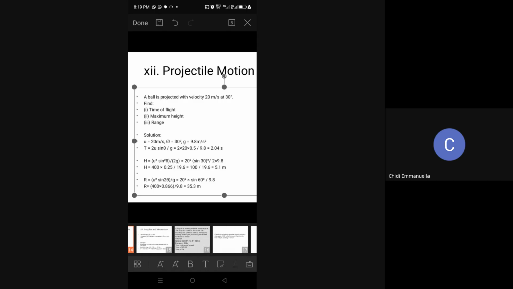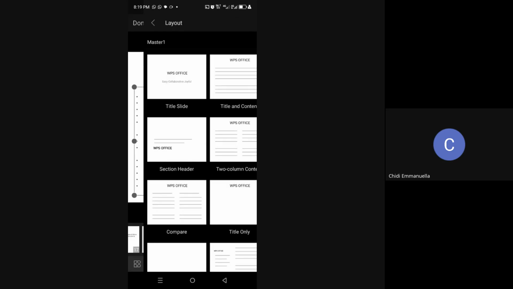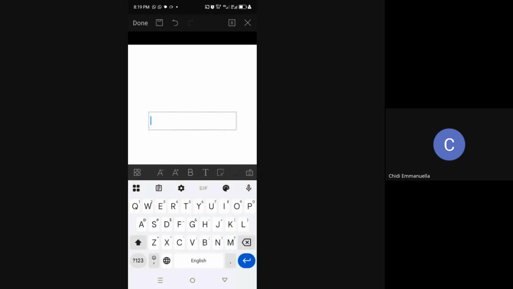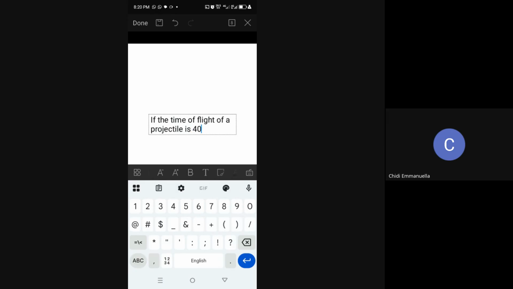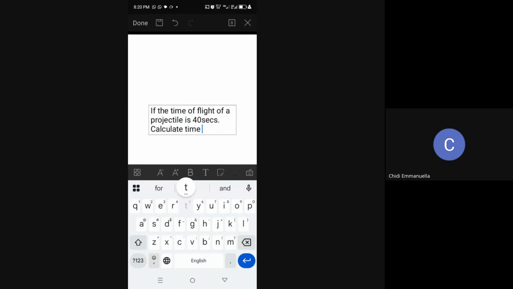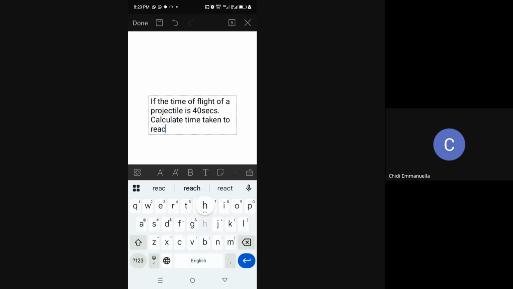So this is the question I was talking about just now. You can have a question like this in an exam. If the time of flight of a projectile is 40 seconds, for instance, calculate the time taken to reach maximum height. If you look at it now, you'll be wondering, how? What are you going to do? But it's very, very simple. The simplest of them all. Who knows the answer already?